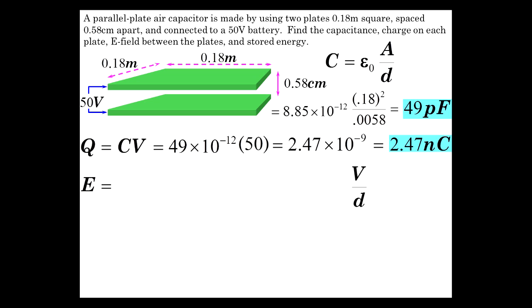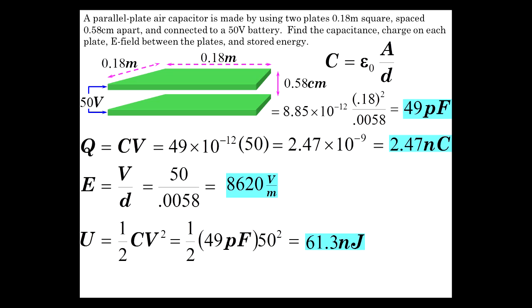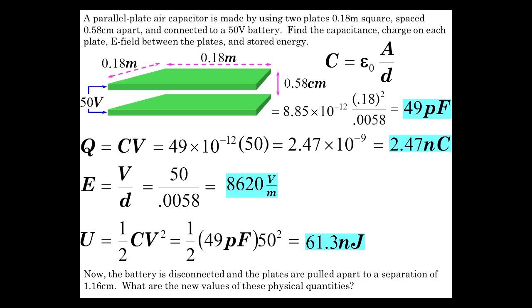What about the electric field? Electric field is volts over distance. 50 over 0.0058, 8620 volts per meter. And the energy, 1/2 CV squared, 61.3 nanojoules. So there it is. Now that was with the power supply connected up. Now we're going to disconnect the power supply, and then we're going to separate the plates. We're going to double the distance, and let's get the new physical quantities.